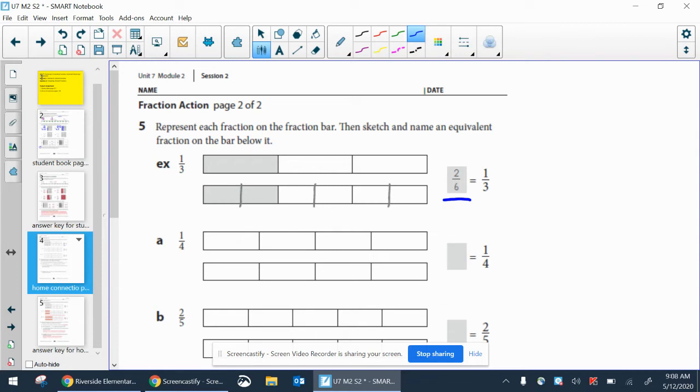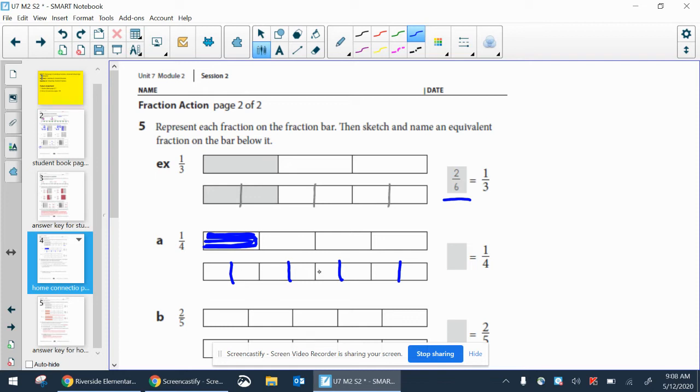If we look at 5a together, I'm starting off with 1/4. It's divided into 4 equal parts, and this fraction is talking about 1 of the 4. There are lots of equivalent fractions to 1/4. My job right now is to find one equivalent fraction to 1/4. So it's already divided into fourths. I'm going to divide it further up into eighths.